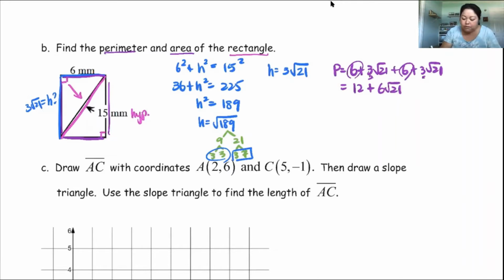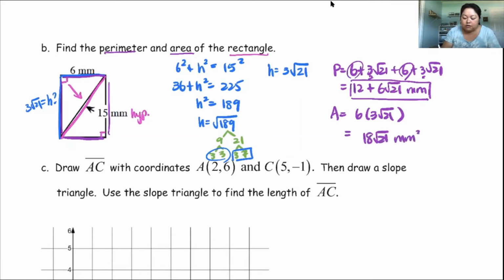And this is perimeter, so my unit is millimeter. And that's your perimeter. Area is now base times height. So I take my base times my height of 3 root 21. When you're multiplying by a radical like this, you simply multiply the coefficients. So 6 times 3 is 18. You get 18 root 21 square millimeters, right? Because this is now an area.